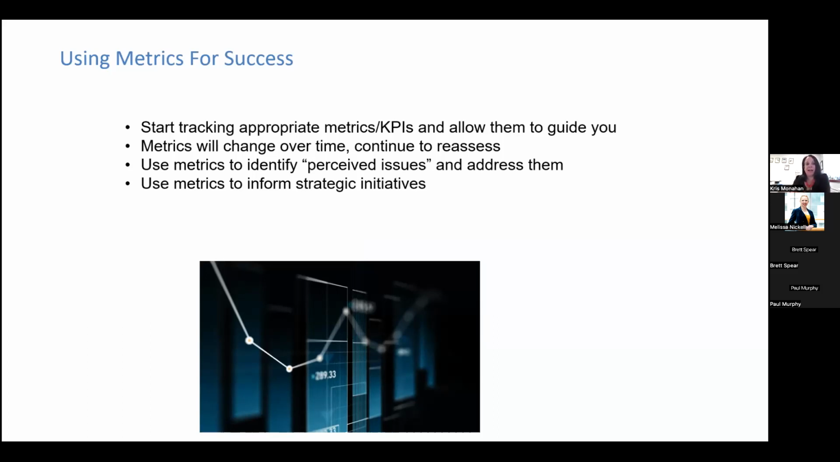Then now I look at humanities versus sciences, because we had a goal of doing more interdisciplinary research. I started looking at that, started looking at the number of students that are involved and engaged. I started looking at the third bullet, use metrics to identify perceived issues.